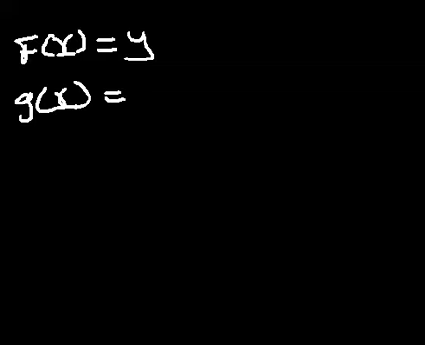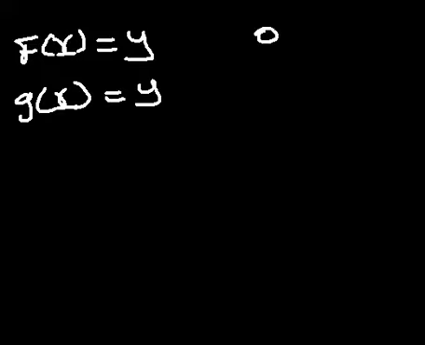Let's say we have a function f of x, given as equal to y, and I have a function g of x, given as y as well. So how should we combine these 2 functions in a composite manner? The symbol for composite is given as that.